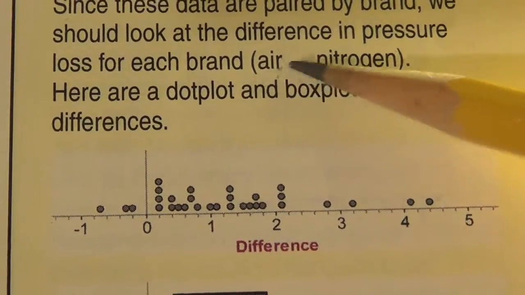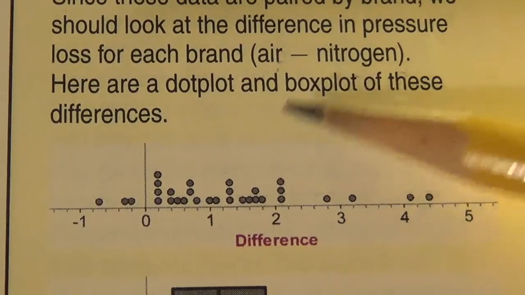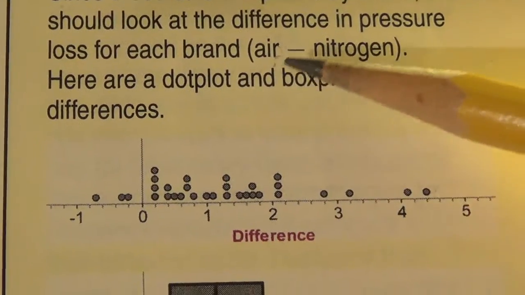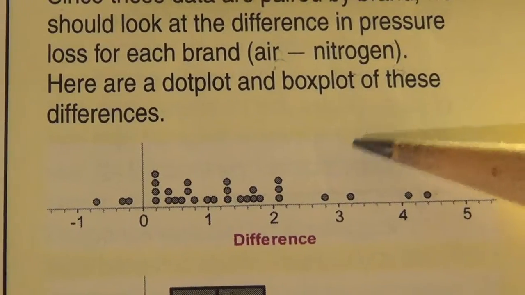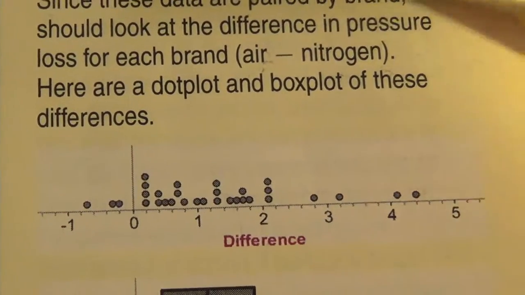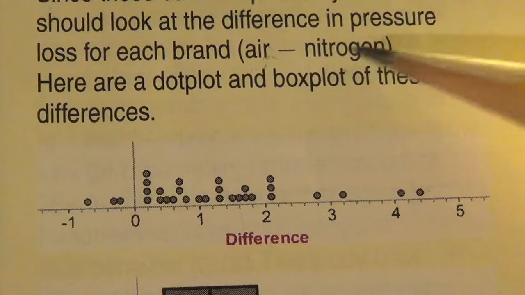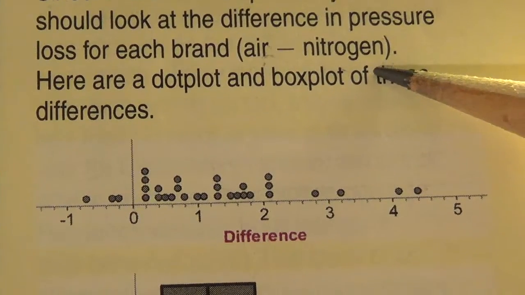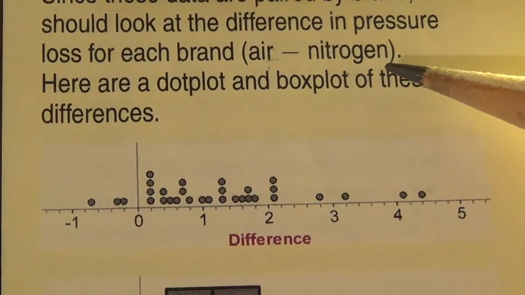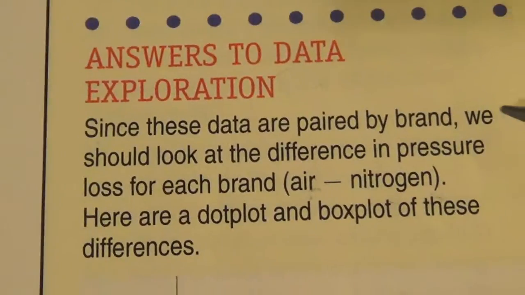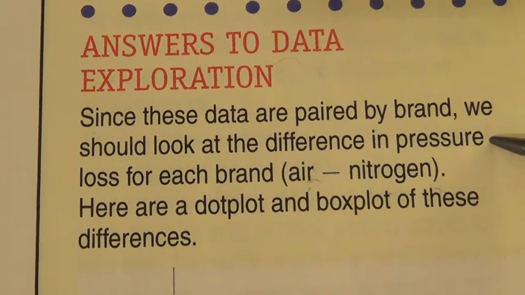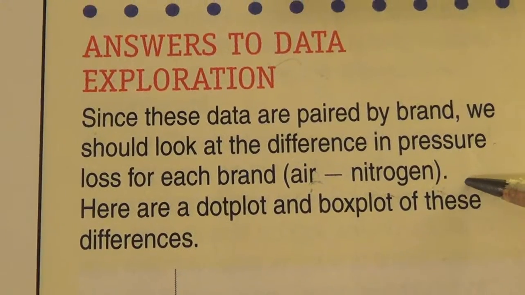So here, air minus nitrogen means if you get a positive number, the air held more of the pressure. Oh, I'm sorry about that. That's not true. This is air minus nitrogen, I guess that is true. Let me think about that. I'll just read it. Since these data are paired by brand, we should look at the difference in pressure lost for each brand, air minus nitrogen.